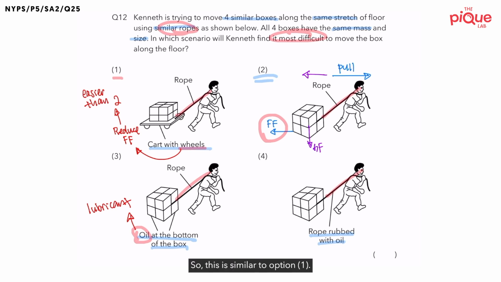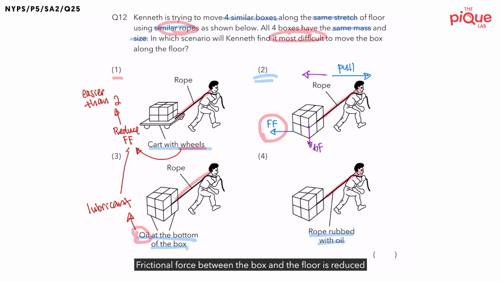Alright, so this is similar to option 1. Frictional force between the box and the floor is reduced, and therefore will Kenneth find it easier or harder to pull the box with oil at the bottom as compared to option 2? We already can conclude that Kenneth will find it easier to pull the box in option 3 as compared to option 2. Finally, let's analyze option number 4.